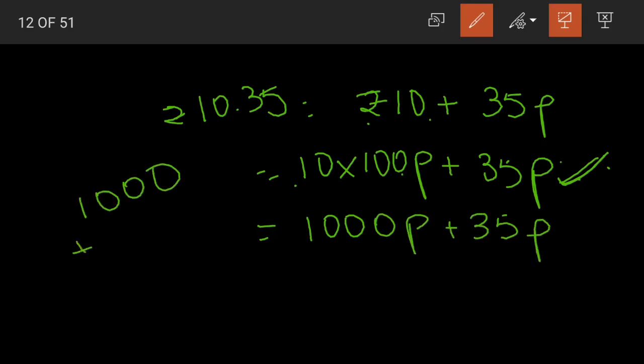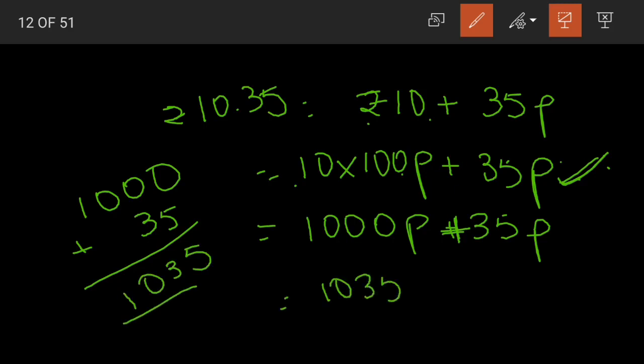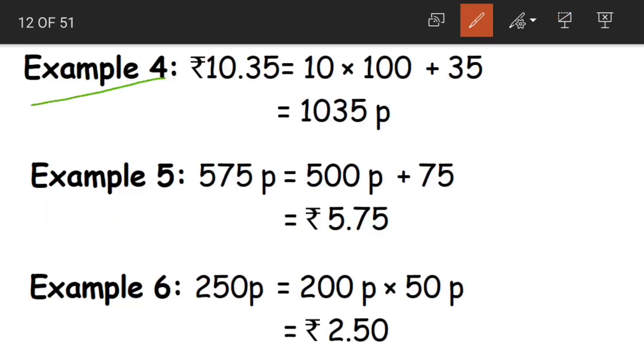We need to add these two together. Yes, we are having the addition symbol, so we need to add. 1035. It is nothing but 1035 paise. 10 rupees 35 paise is equal to 1035 paise. If you are familiar with the chapter measurement, children, like conversion of meters into centimeters or meters into kilometers, this is somewhat similar to that. Clear with example 4? Now let us move on to example 5.